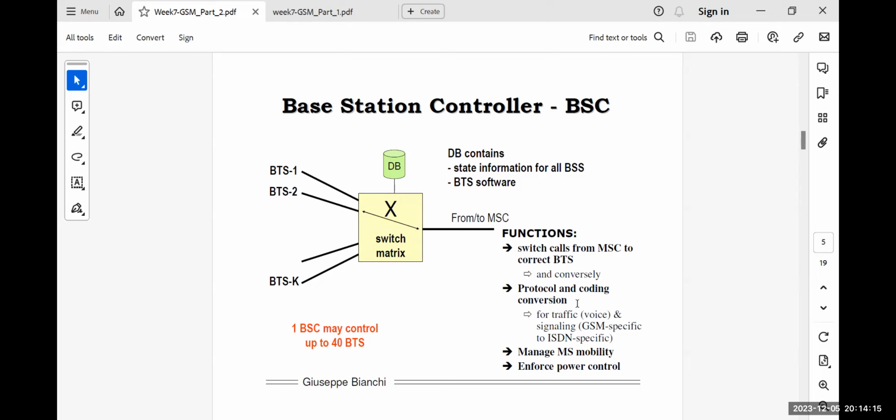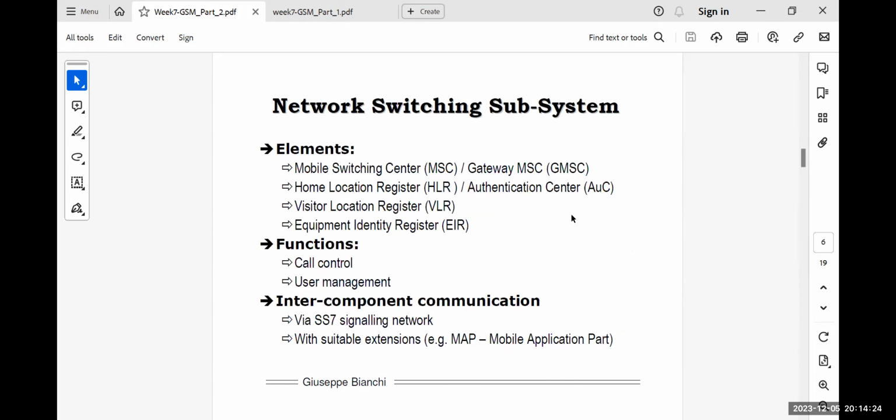The protocol and coding conversions are also performed here. The managing of the MS mobility is also performed over here, and it also enforces the power control.